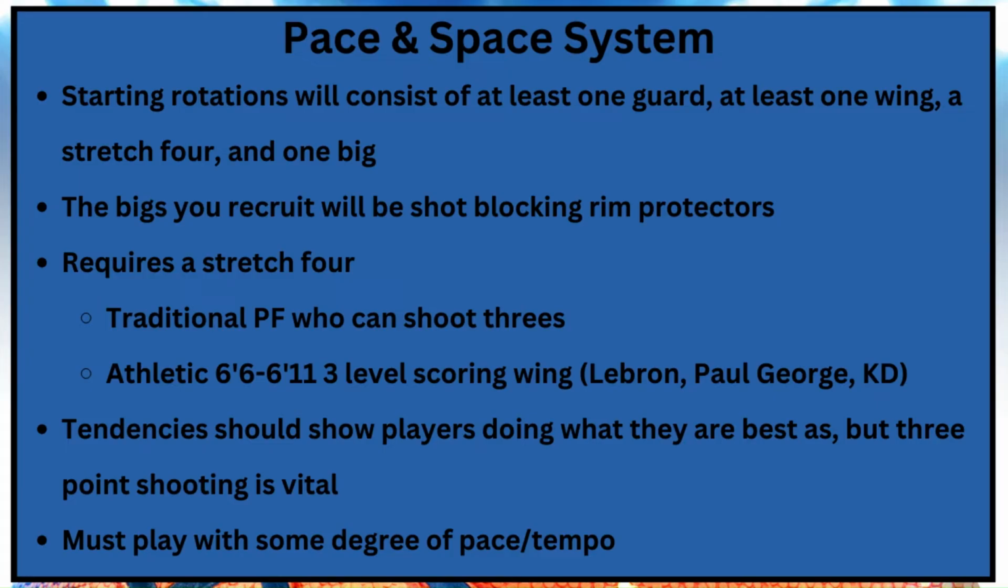You'll want a guy who's built as a small forward, typically between 6'6" and 6'11", who can dribble and score at all 3 levels. So like a LeBron or Paul George type of player. You could also have a stretch 4, so you could have a power forward who could just shoot 3s. Like maybe a Kevin Love type of player, someone like that.